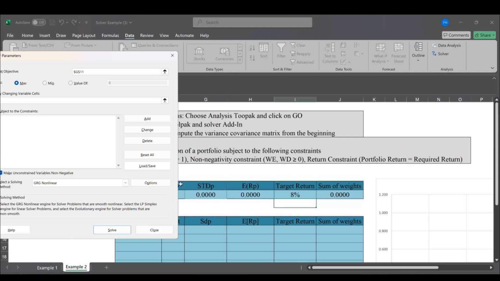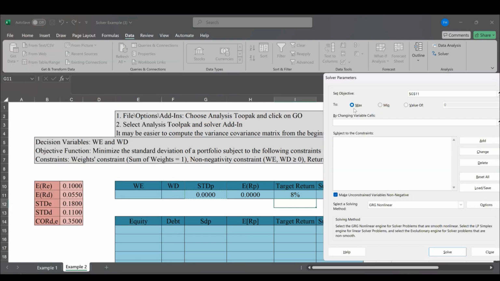So it's cell G11. However, here you need to be careful because here I have the objective set to maximize. So I need to change this to minimize because I need to minimize risk, not to maximize risk, by changing the weights allocated to E and D. So those are my decision variables. So I choose those cells, E11 and F11, and now I start adding the constraints.